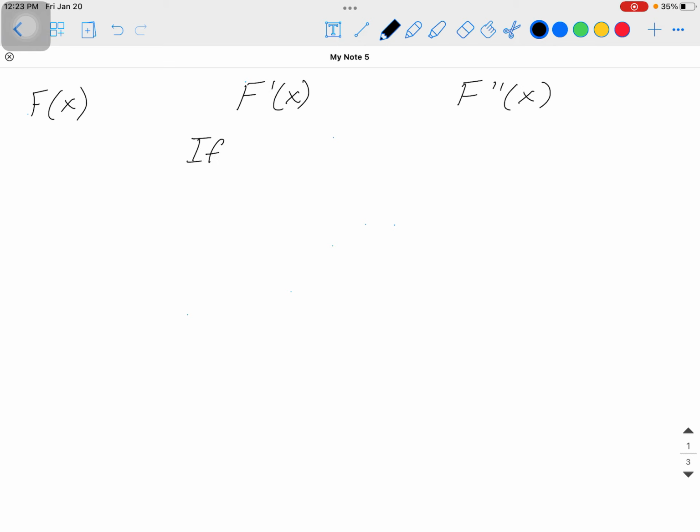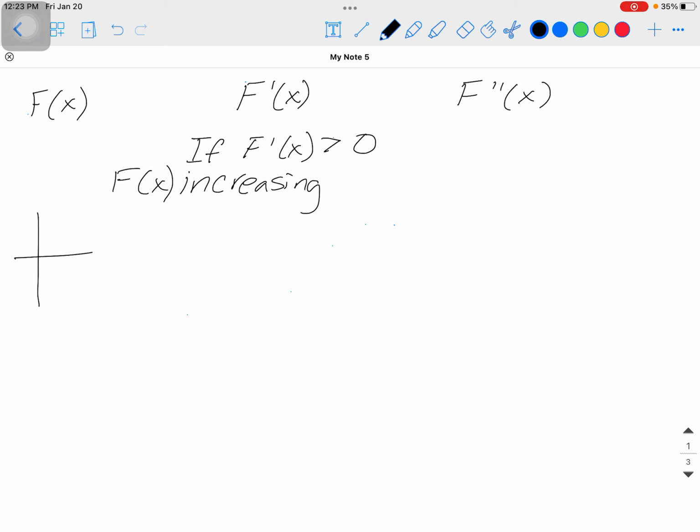For instance, if f prime of x is positive, we say that it's greater than 0, we can say that f of x is increasing. That's the more formal way of saying the function is going up. If you're looking at a graph from left to right, if this is f, should have used a capital F, that function is increasing on this interval.